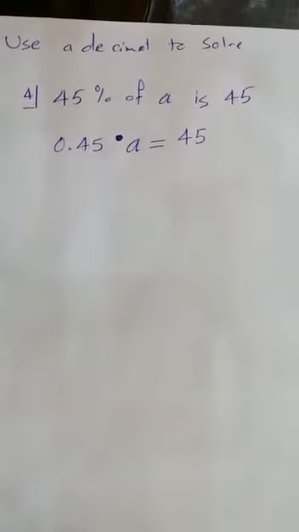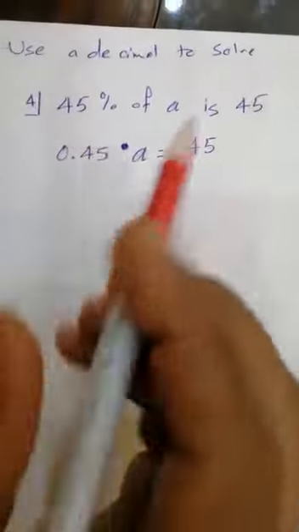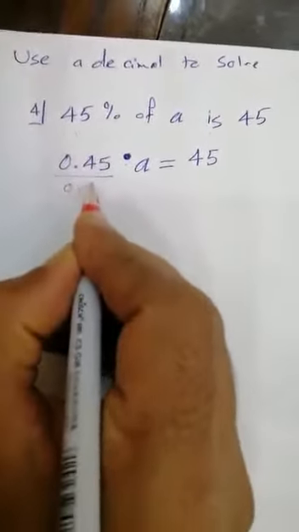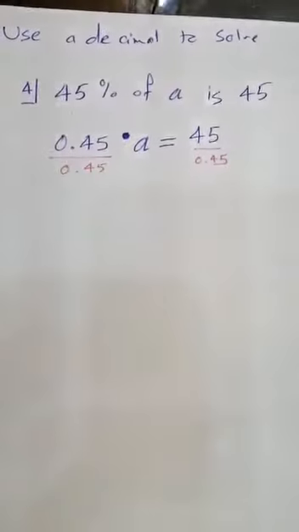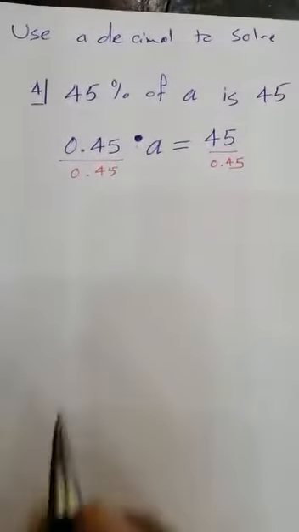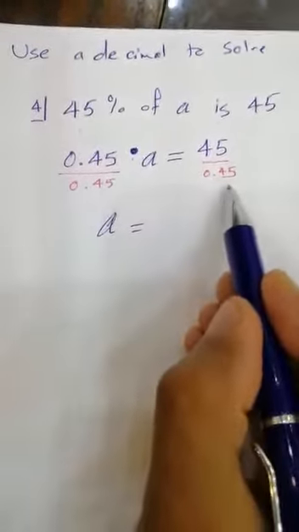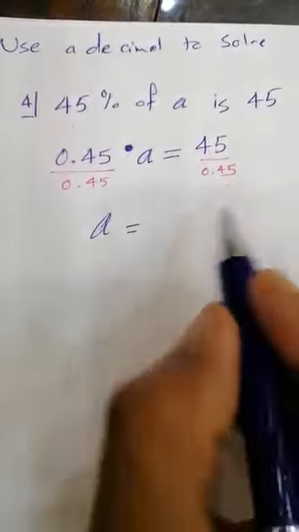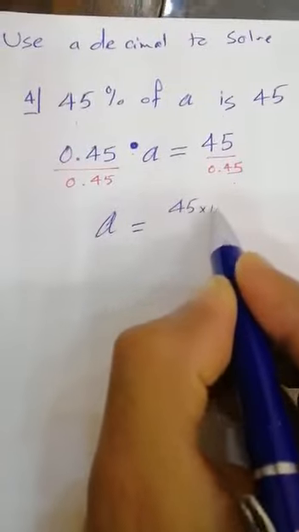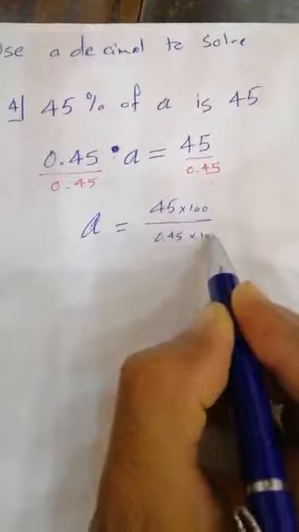Now, in this case of the equation, we divide both sides by the number with the variable, because the opposite of multiply is divide. Then we divide both sides by 0.45 divided by 0.45. 0.45 divided by 0.45 is 1. Then A equals, now we have a decimal divisor. How many digits after the decimal? 2 digits. Then we multiply by 100. 45 times 100 out of 0.45 times 100.